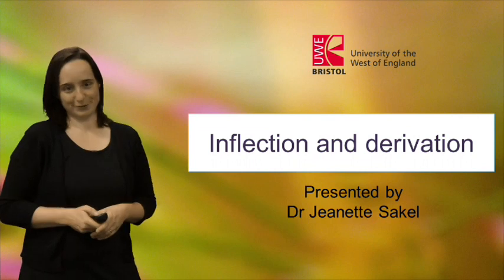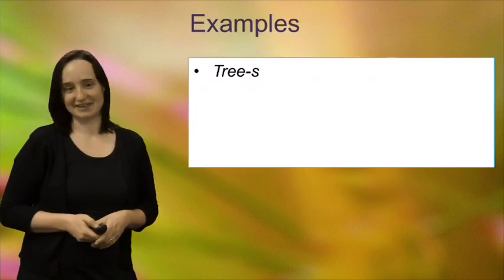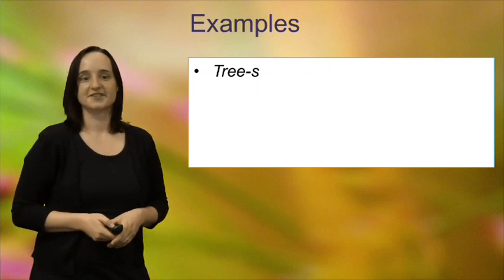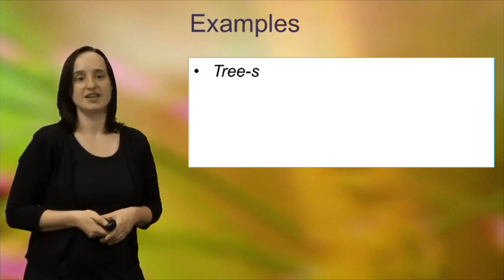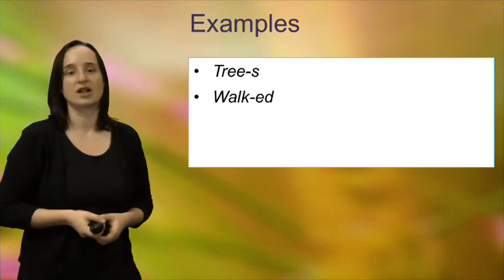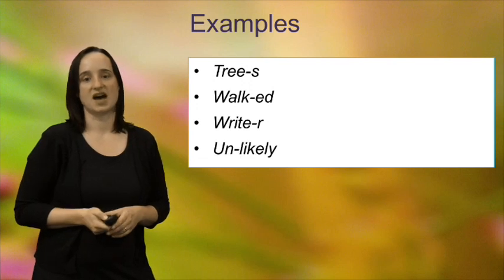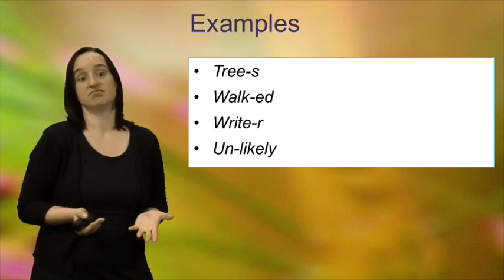What's the difference between inflection and derivation? Let's have a look at some examples. Trees consists of two morphemes, tree and s. Walked consists of two morphemes as well, walk and ed. Writer consists of write and r. And unlikely, well, consists of un and like and ly.